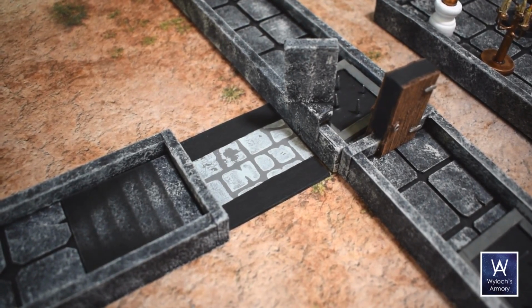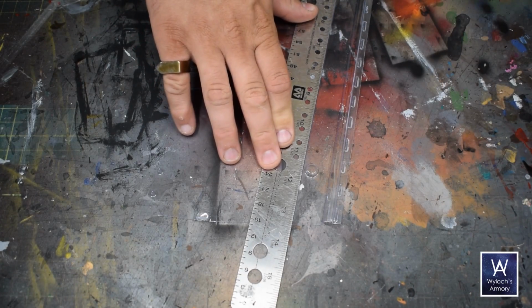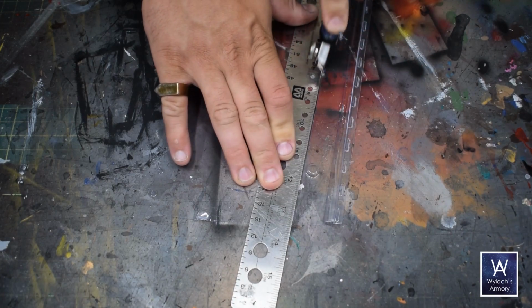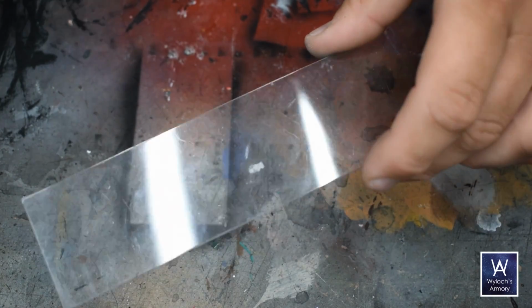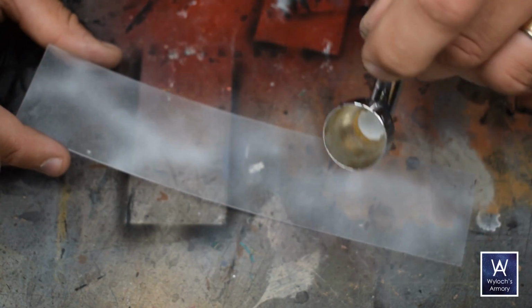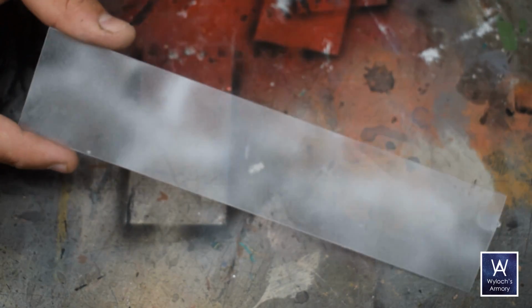And moving on, stairs descend to the west, and the corridor that extends beyond the bottom of the steps is slightly cloudy with fear gas. I'm going to do this as an insert. To show the foggy hallway, I just took some product packaging. This is the clear plastic from the front of a toy or something like that. I cut out the rectangle so it would insert into the hallway, airbrushed some light gray onto it, just some swirls, and not shown here, but I did take it outside and seal it with some matte clear spray.